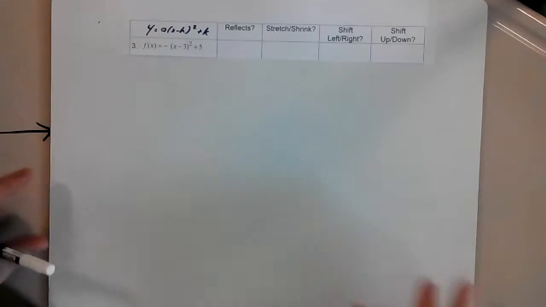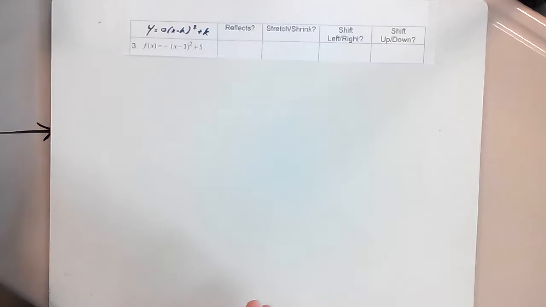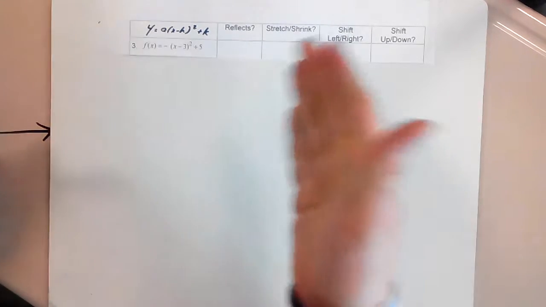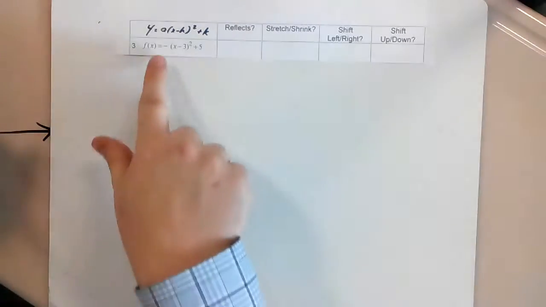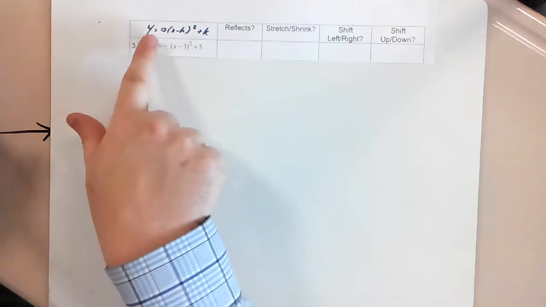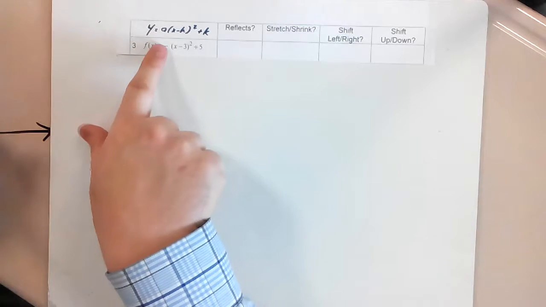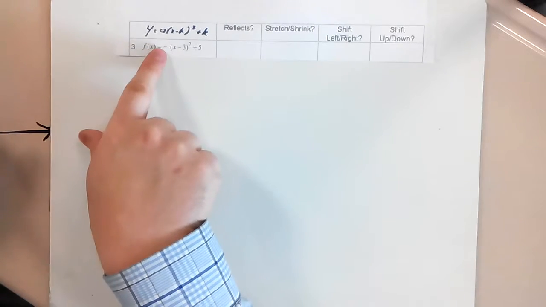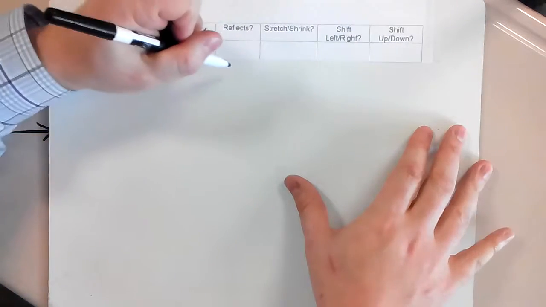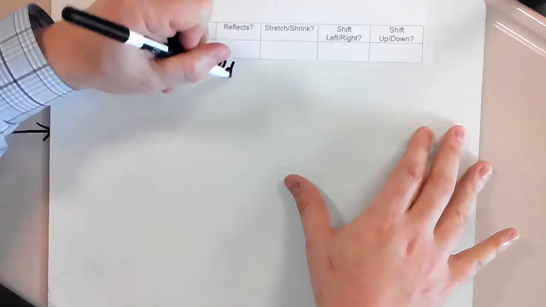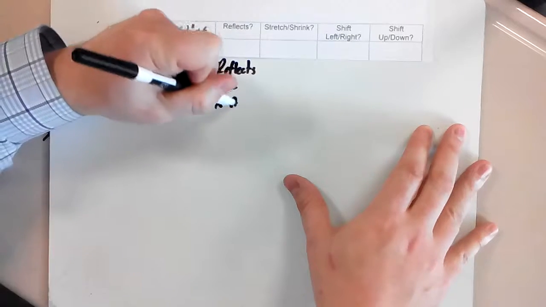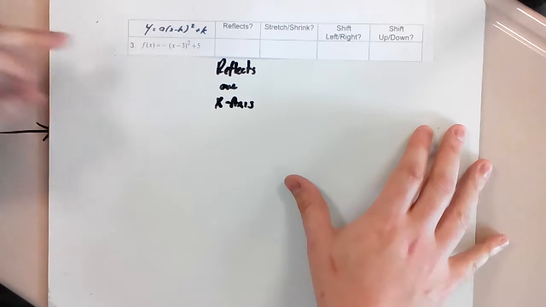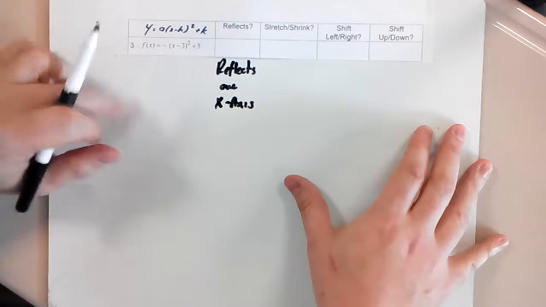Alrighty, so we've got this one here, and let's see if we can figure out its reflection and its transformation: if it reflects, if it stretches or shrinks, goes to the right or left or up and down. So I have this negative here. I wrote this up here so we can compare. A is our stretch or shrink, and if it's negative, it reflects over the x-axis. So this is a negative, so it reflects over the x-axis. I'm going to write here, reflects over x-axis.